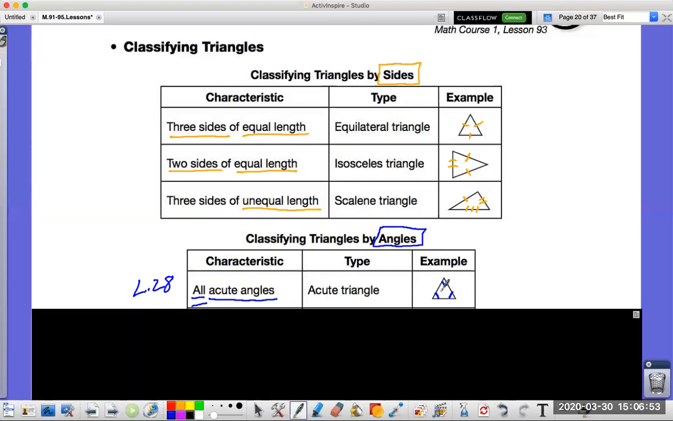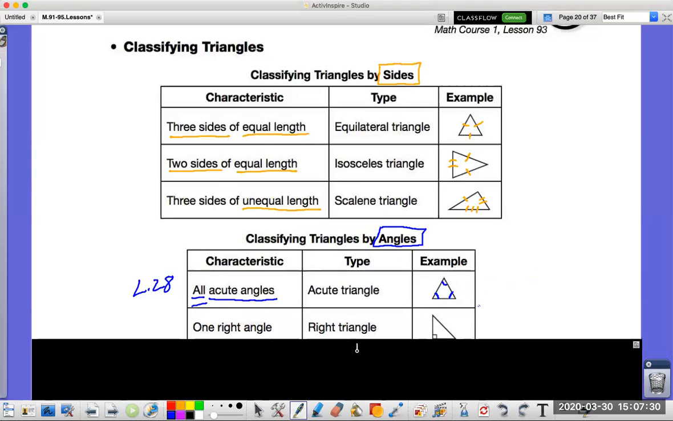But we're only looking at the angles down here. Up here, we're looking at the sides. So an equilateral triangle that has 3 equal sides also has 3 equal angles. And each one of those angles has to be less than 90 degrees. So that angle and that angle and that angle, all 3 of these angles have to be less than 90 degrees. Okay? So that's an acute triangle.